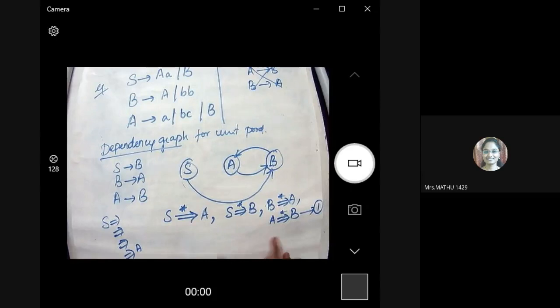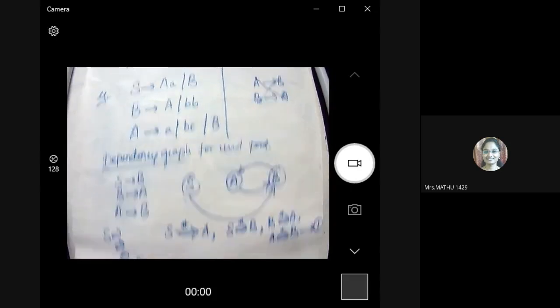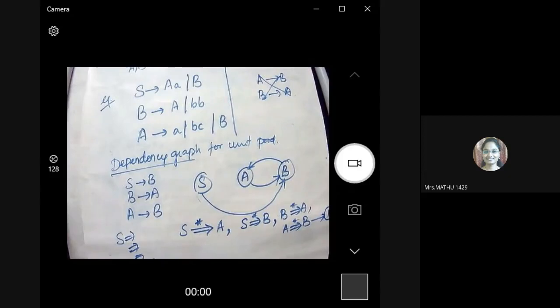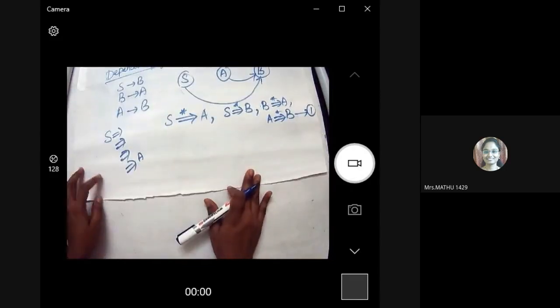Now based on this only, we are going to remove the unit production by substituting the corresponding non-unit productions. Okay, so we will see that. Until this, you please copy down, or else I'll continue it here.